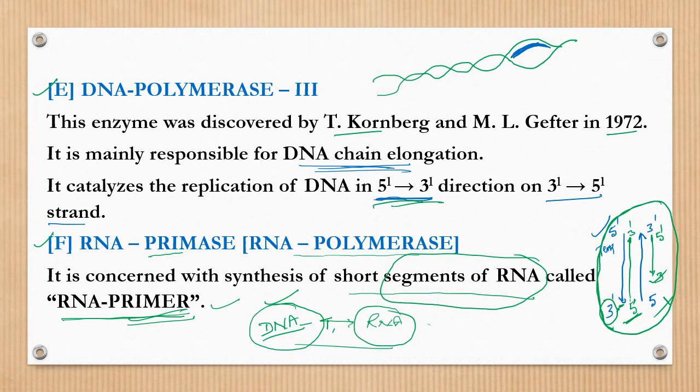So now, replication requires something to bring nucleotides to join and form a new chain. To bring those nucleotides, RNA is required. That's why RNA primase first forms the RNA primers. Until the formation of RNA primers, the replication does not initiate.